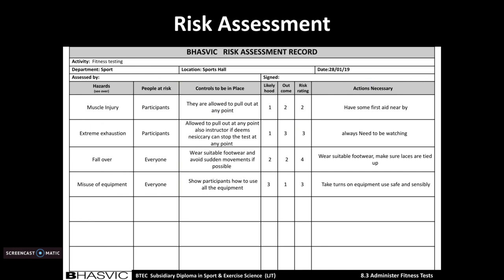are that they are allowed to pull out at any point for injury. Also, if the instructor deems it necessary, they can stop the test for extreme exhaustion. Wear suitable footwear and avoid sudden movements if possible for falling over. And show participants how to use all the equipment for misuse of equipment. The highest risk rating is a 4, but that's for falling over, so it isn't too dangerous. And the actions necessary are quite self-explanatory.